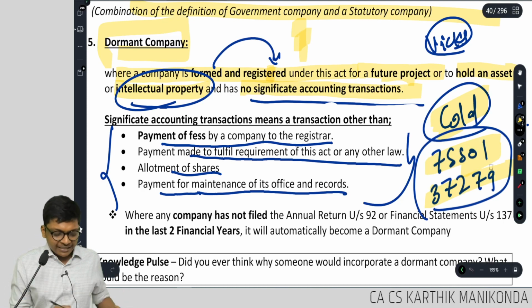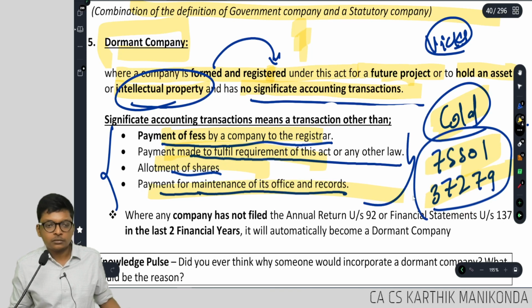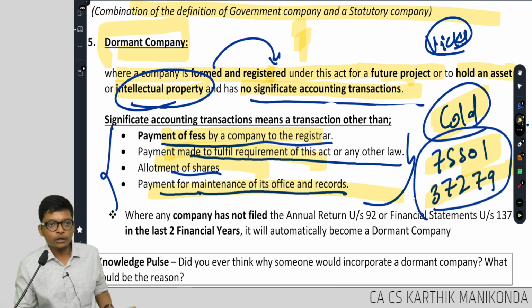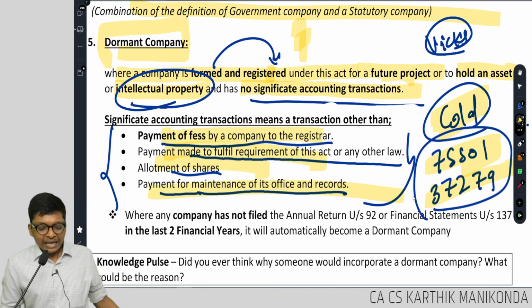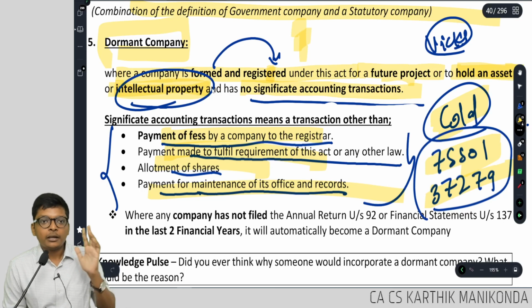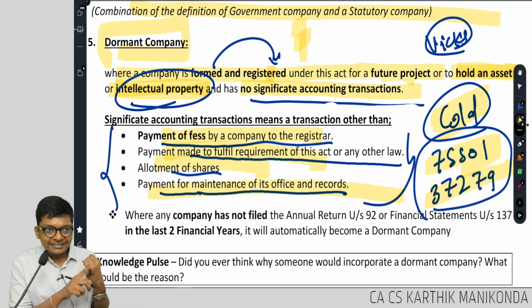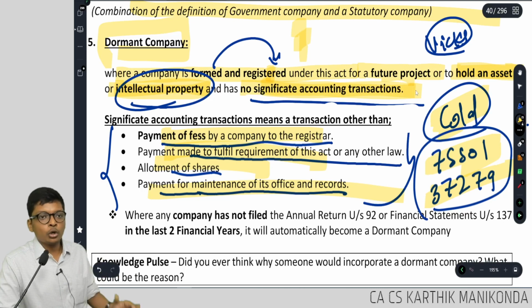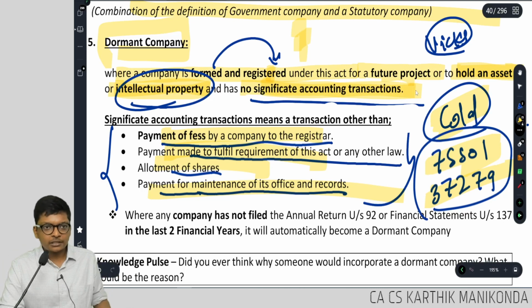So what to remember for the exam? These 4 things are what? Things a dormant company can do. Apart from holding an asset or holding intellectual property, they can hold an asset, they can hold IP for a future project, or have no significant accounting transaction.